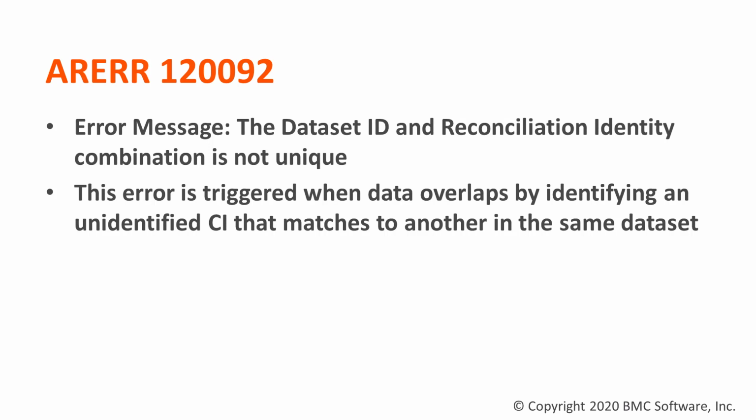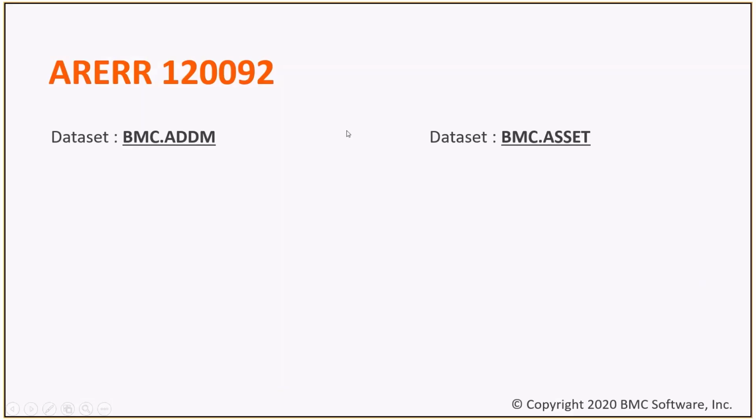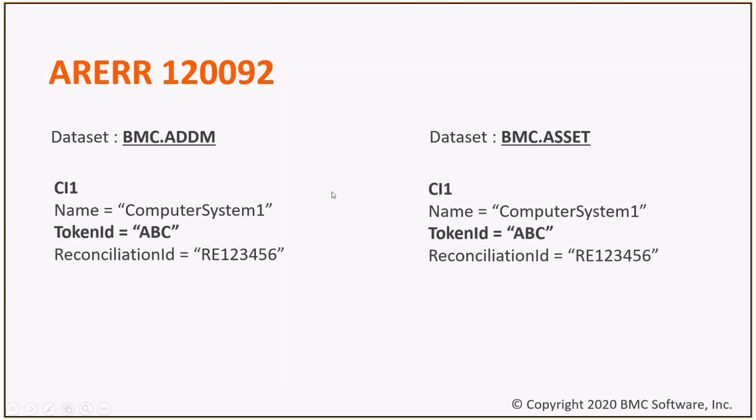If you are seeing this error in reconciliation logs, it means you have duplicate CIs in the source dataset according to identification rules. Let me explain this with an example. Here we have two datasets. One is BMC Iridium, which is the source dataset, and the other one is BMC Asset, which is the target. CI1 is already identified and merged into BMC Asset according to the token ID in the identification rule.